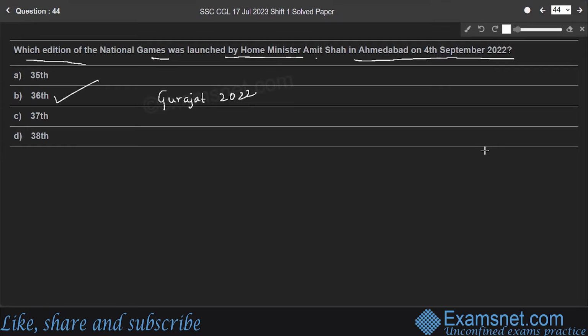India and was held in Ahmedabad, Gandhinagar, Surat, Vadodara, Rajkot and Bhavnagar in the state of Gujarat between 29 September to 12th October. And it was inaugurated and launched by the Home Minister on 4th September 2022. So option B is the right answer.